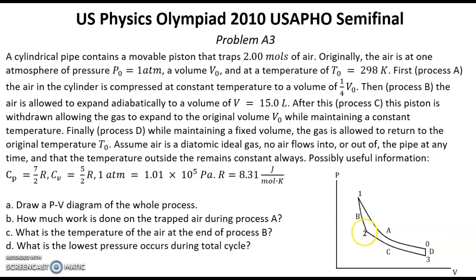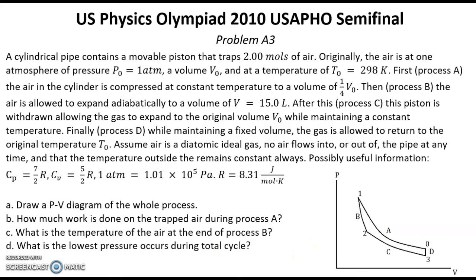And after that we have isothermal expansion, process C, from point 2 to point 3. And because this isotherm has a temperature lower than process A, we will get to point 3 with a lower pressure than in point 0. And the last process is D, that's an isochoric process, during which pressure and temperature go up to point 0.